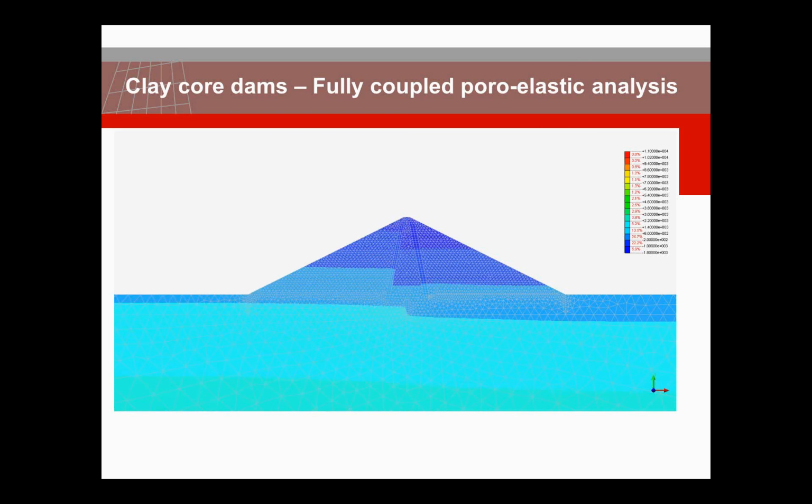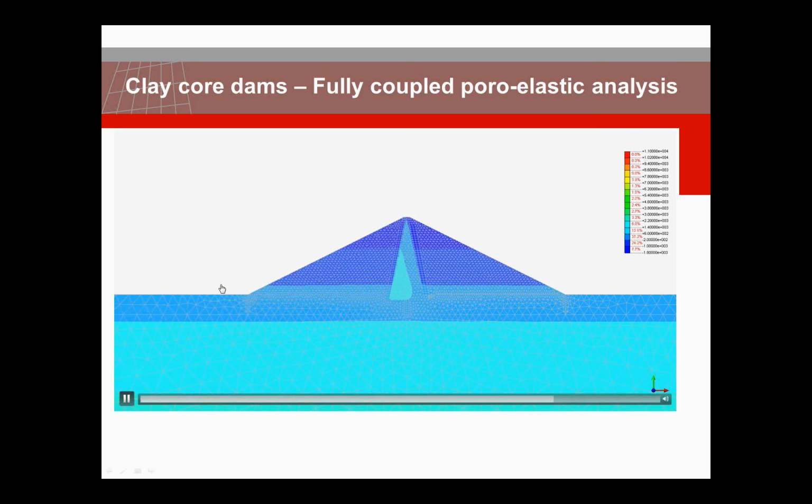What we see here is the same dam with varying water level. But here the water content in the clay penetrates in the clay body, and when the water level is reduced on this side, we see that there's still water remaining in the clay body, and it takes some time before it can flow out.